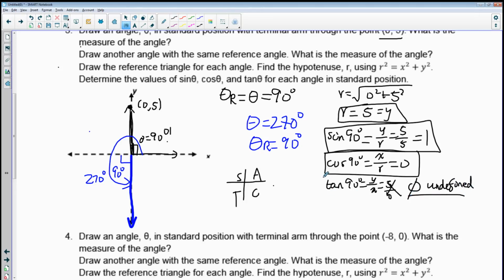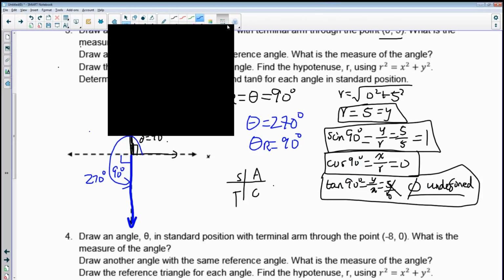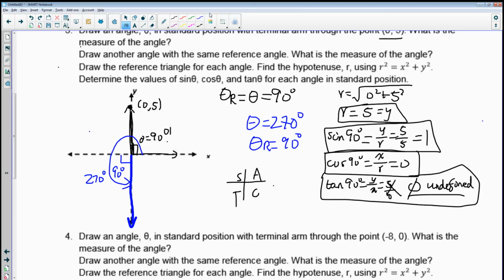Okay, so this you are expected to know, or you can derive it. I showed you how to derive it. Or you're expected to know that sine 90 is 1, cos 90 is 0, and tangent 90 is undefined. So with that same information, we can do the same thing with CAST rule combined. Of course, I'll draw CAST rule again.